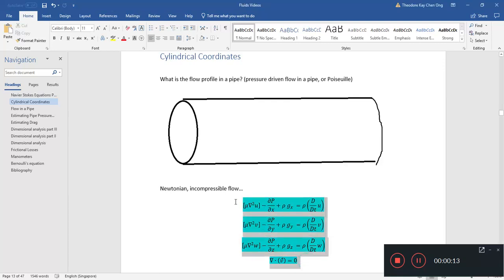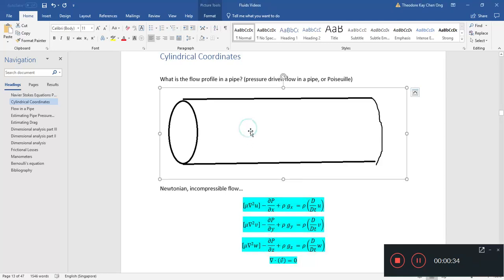we have derived the Navier-Stokes equations for a Newtonian incompressible fluid in Cartesian, or x, y, and z coordinates. That's x, y, and z. We call it Cartesian coordinates. So we've derived it in the x, y, z coordinates. And now we want to try and apply Navier-Stokes to cylindrical coordinates.